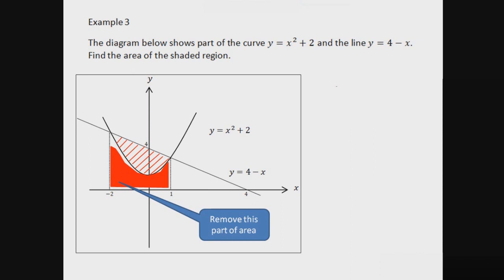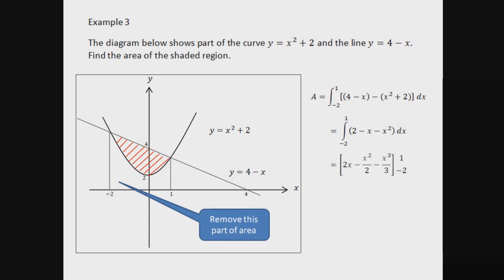So we have A equal to the integral from -2 up to 1 of, in brackets, 4 minus x, which is the straight line function, minus the parabola function, x squared plus 2. Then we simplify it, so we get the integral from -2 up to 1 of 2 minus x minus x squared dx. Then we integrate it, and we get 2x minus x squared over 2 minus x cubed over 3. Substitute the interval values, and we get the final answer of 9 over 2.